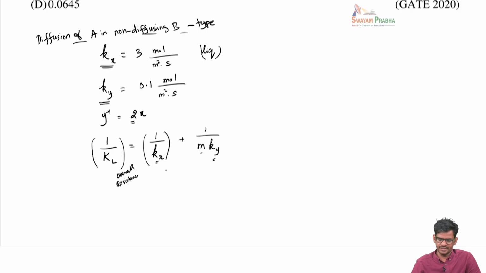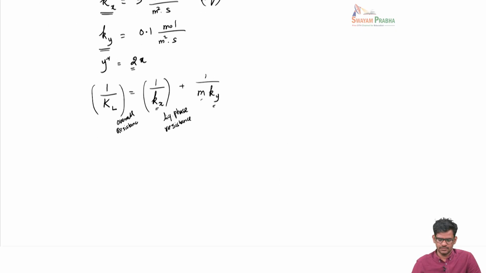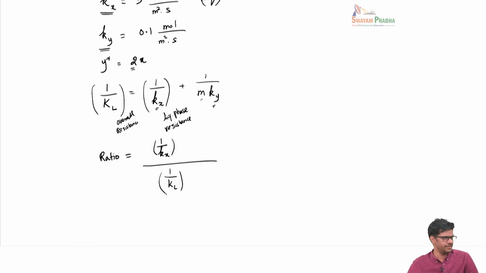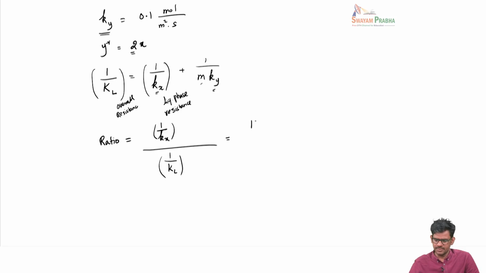And this is the liquid phase resistance. We just need the ratio of the two. So I'll simply say ratio. We know what this ratio means. First I have the liquid phase resistance, which is 1 over Kx divided by 1 over KL. This is the quantity of interest. So in other words, it basically becomes KL by small kx.